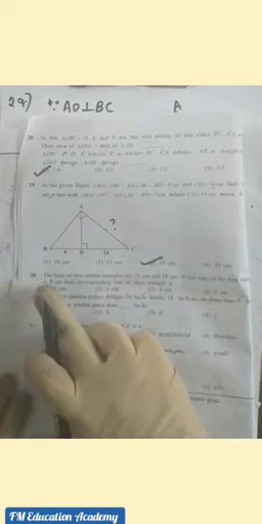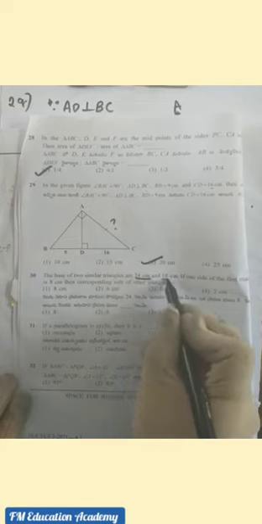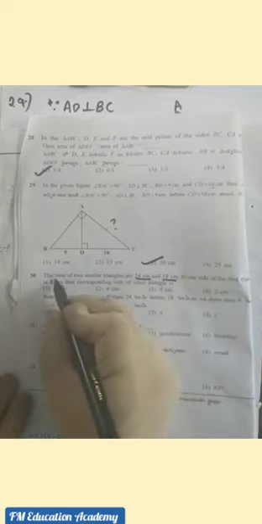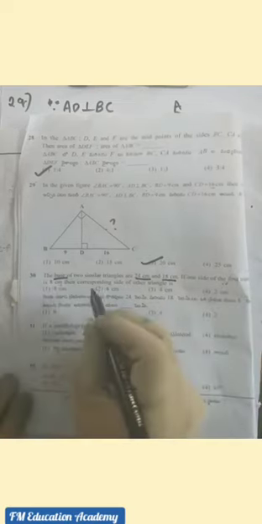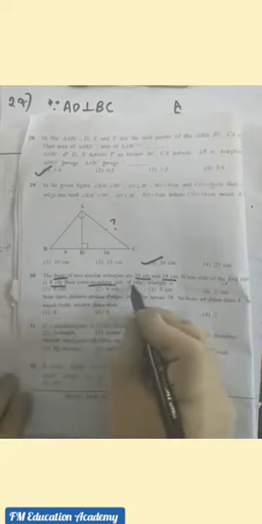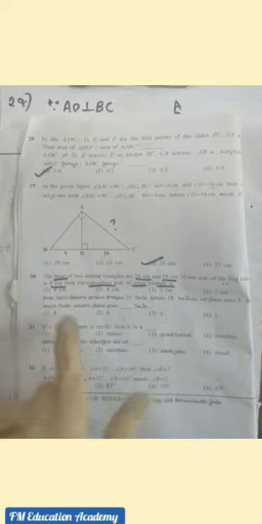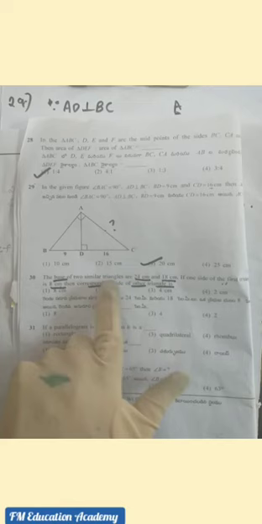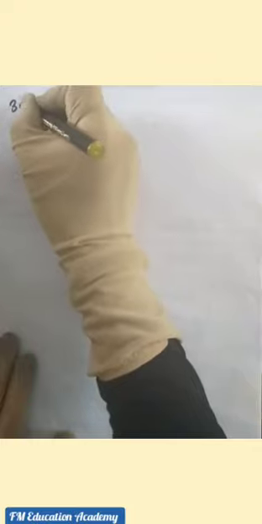The 30th question: the bases of two similar triangles are 24 centimeter and 18 centimeter. If one side of the first triangle is 8 centimeter, then the corresponding side of the other triangle is how much? It is asking. Two bases of two triangles are given. One side of one triangle is also given. And it is asking the corresponding side of the second similar triangle. Let us do this 30th question.